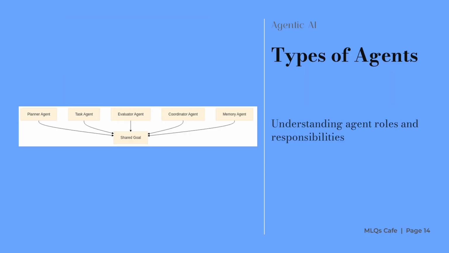Agents can be categorized by their role. Planner agents define strategy. Task agents execute actions. Evaluator agents assess quality. Coordinator agents manage other agents. Memory agents handle long-term context. Real-world systems often combine multiple agent types to achieve robustness and efficiency.